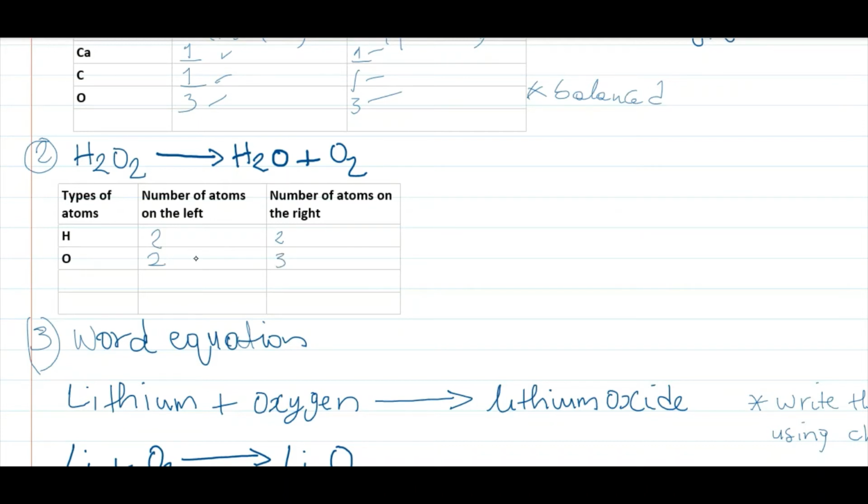Now this shows that the hydrogen on the reactant side equals the hydrogen on the product side, but the oxygen on the reactant side doesn't equal the oxygen on the product side. So now we have to do something. What we have to do is use trial and error, which is the last step.